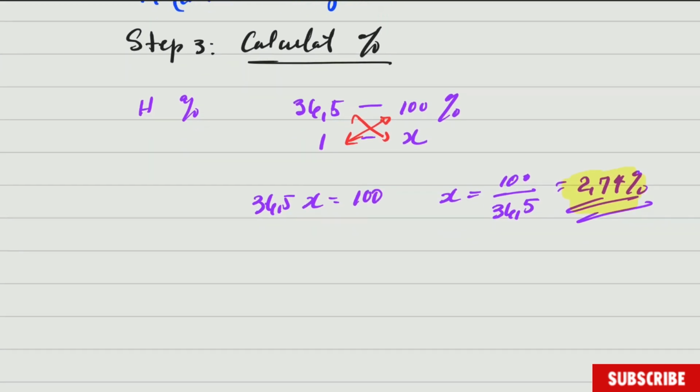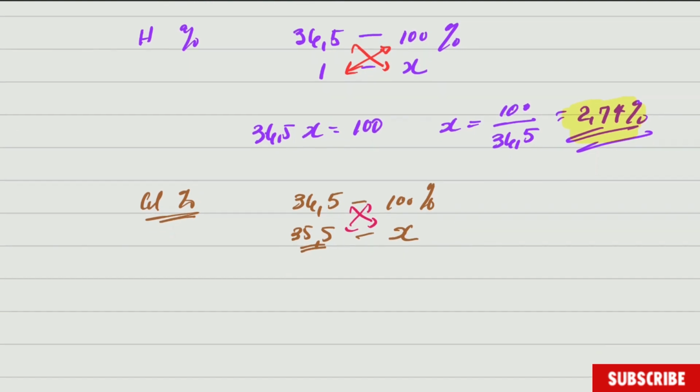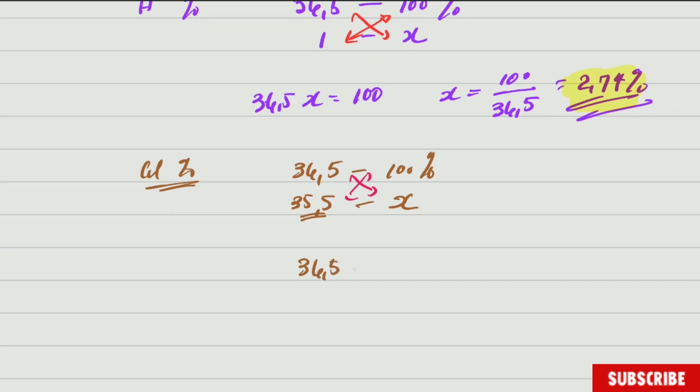So what you are going to say for chlorine, the percentage for chlorine, you know that 36,5 is going to be 100%. Therefore 35,5, which is the mass of chlorine, how much will be in percentage? And once more, you do the cross product here. Very simple. When you do this cross product, you have that 36,5x is equal to 100 times 35,5.